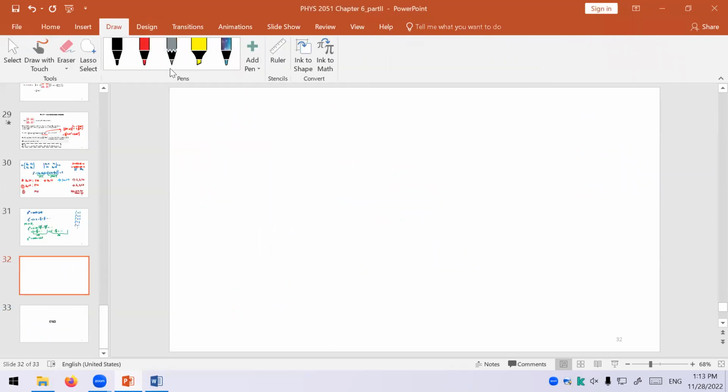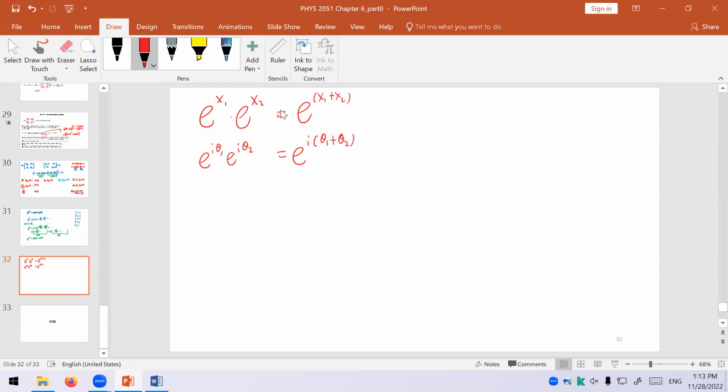So some basic properties: you know that if you have e to the x1 times e to the x2, then basically what you have is e to the x1 plus x2, right? Actually this rule also works for complex numbers. So if you have e to the i theta 1 times e to the i theta 2, you will be able to simplify it to e to the i theta 1 plus theta 2.